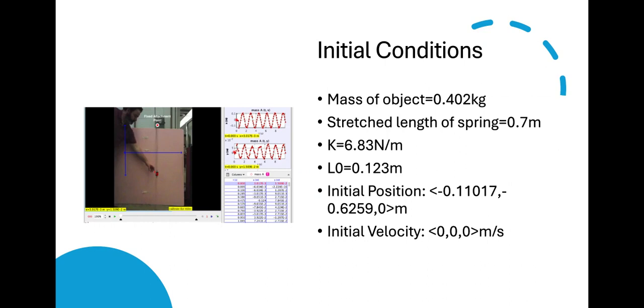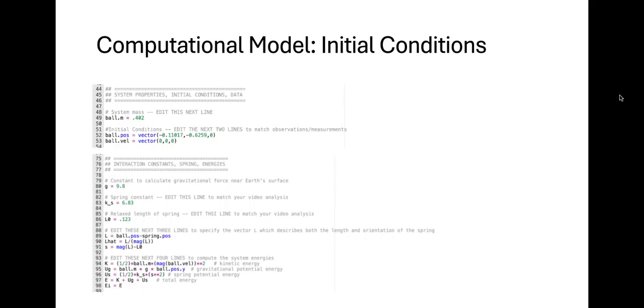So for our initial conditions, which were obtained from our preview video for this week, the mass of the object was 0.402 kilograms, the stretch length of the spring was 0.7 meters, the K value was 6.83 newtons per meter, the L naught was 0.123 meters, and then our initial positions and velocity were obtained from our Tracker analysis. So here are those values.